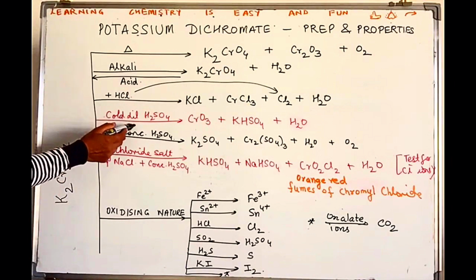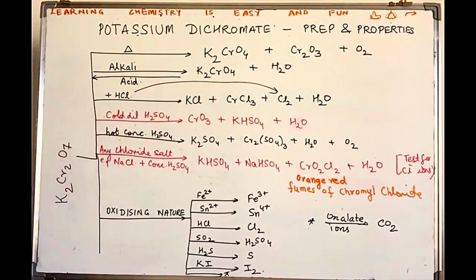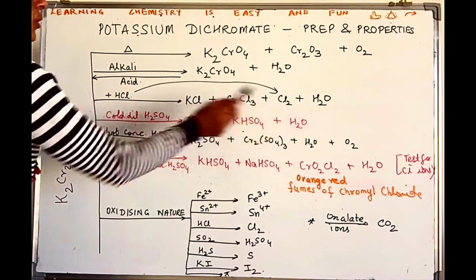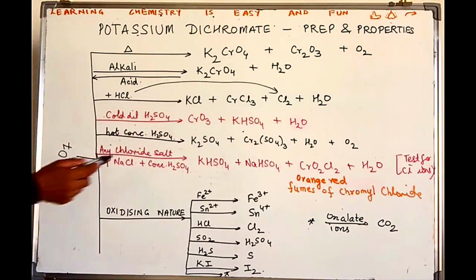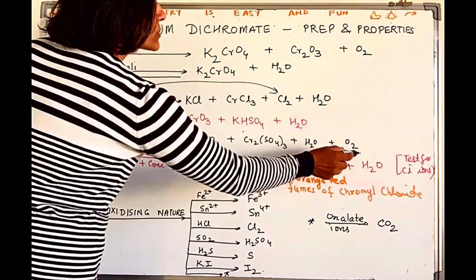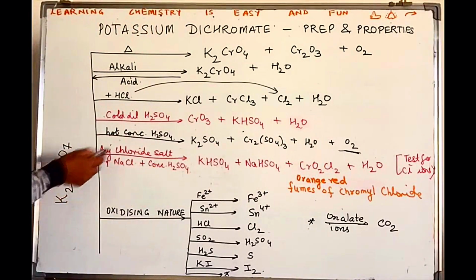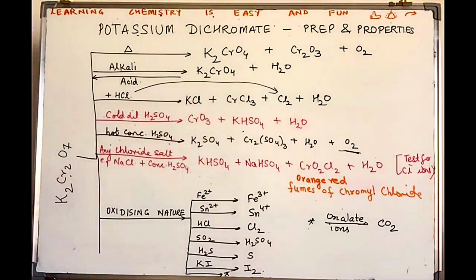Cold dilute H2SO4, here dilute H2SO4 is behaving more as an acid. So we have the salt over here, CrO3 and water. Hot concentrated H2SO4 helps in the release of oxygen gas. Potassium sulfate, chromium sulfate, water and oxygen.